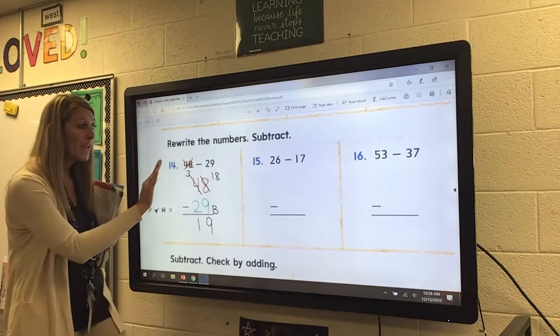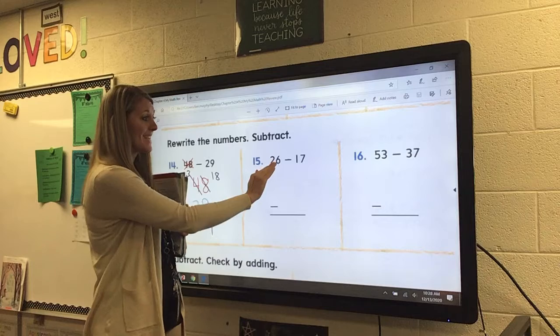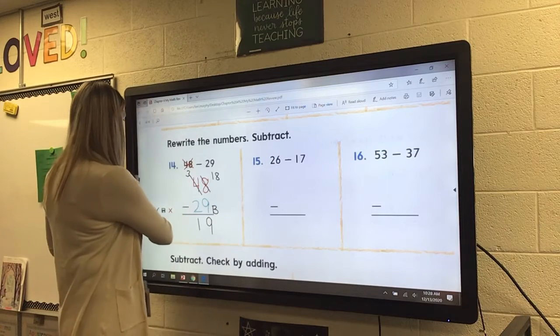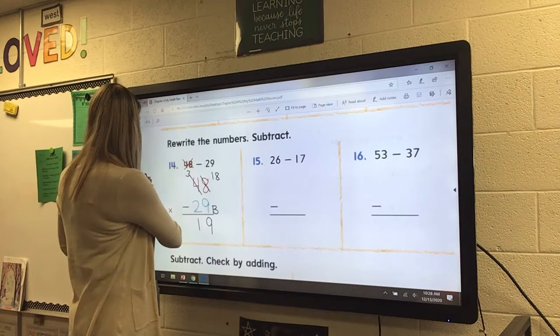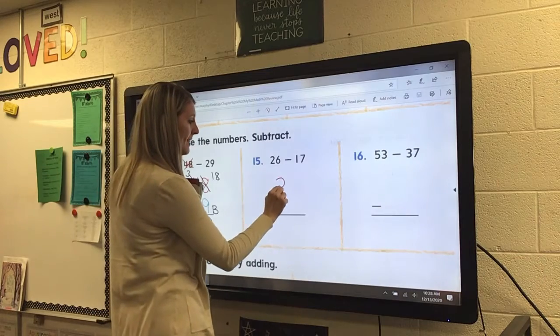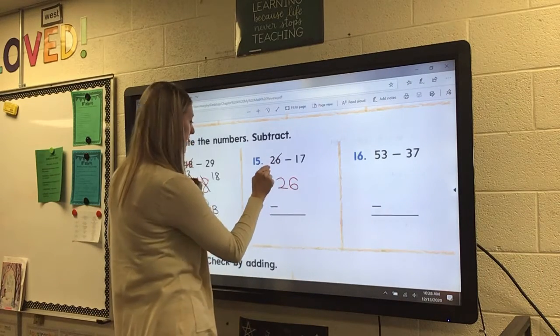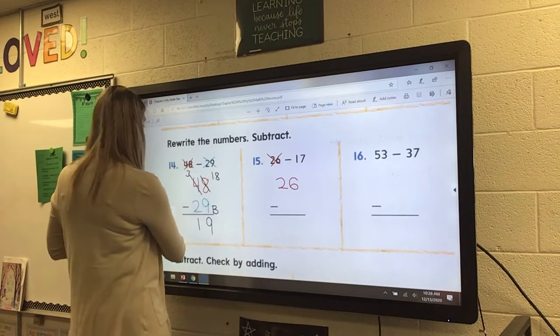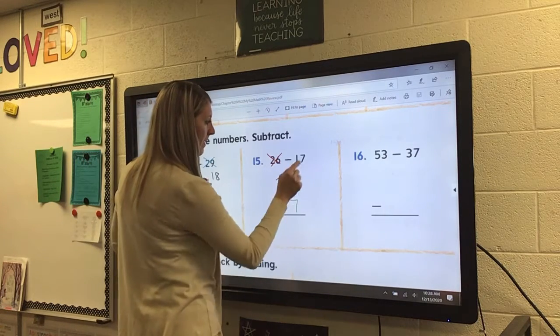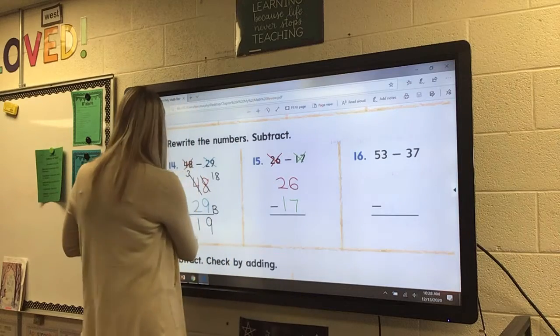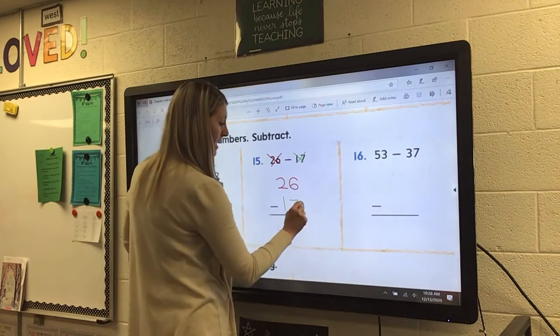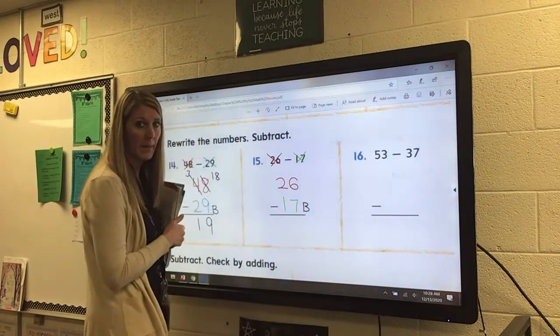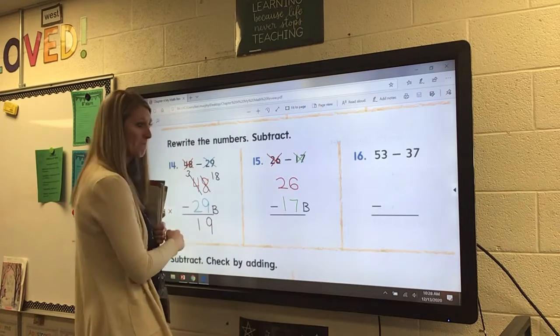All right, go and rewrite these next two. I will help you rewrite them, but then I want you to subtract. 26 on the top here, subtract 17. So I'm going to put 17 below it. Now when I subtract, I notice there's a bigger bottom. So make sure you go and borrow. Okay? Go borrow from that 2.